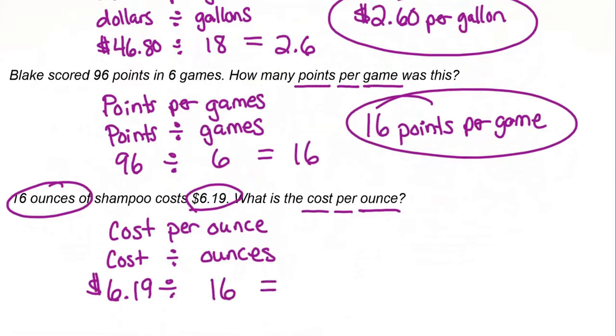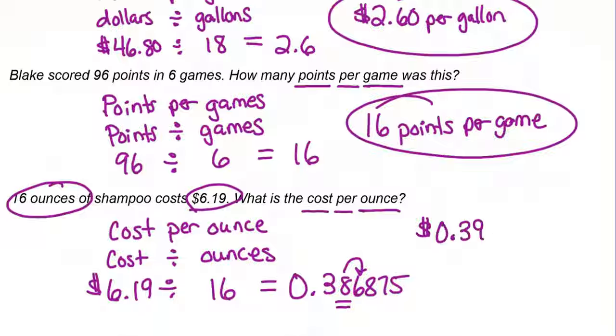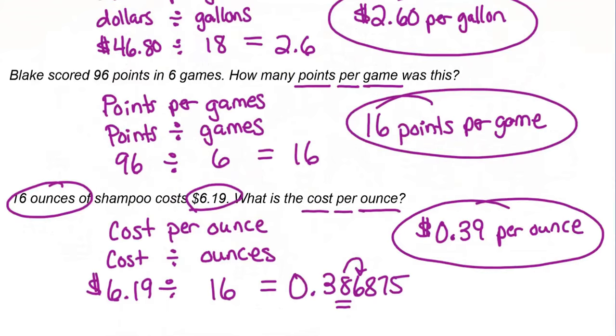And $6.19 divided by 16, you get a decimal of 0.386875 if you divide that. Now we're talking about money here, so we're going to have to round this to the nearest cent or the nearest penny, and that's the hundredths place. So if I look to its neighbor there, that's going to round up. So that's going to be about 39 cents per ounce. So that shampoo costs about 39 cents for every ounce, okay?